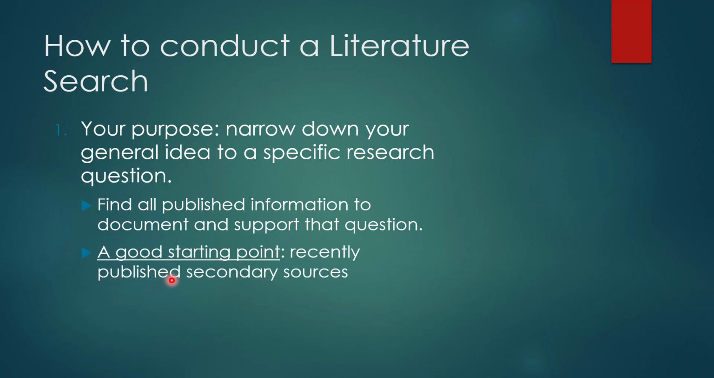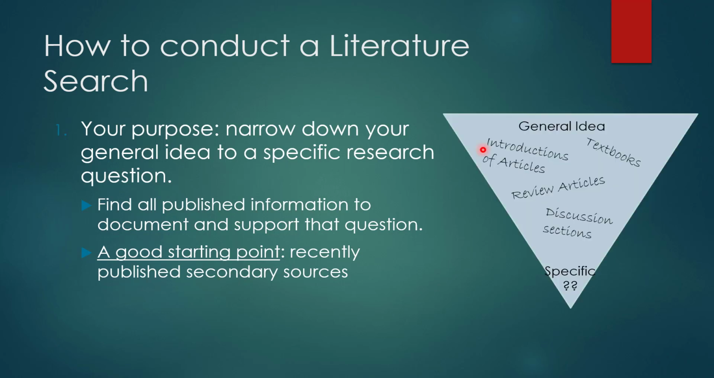And again, a good starting point is those secondary sources, those review articles, textbooks, those types of things. That's kind of where you start, and those don't end up, you might reference them in your literature review, but they're not going to be one of those 6 references that are required. So again, you start with this general idea, textbooks, introductions, review articles, discussions, and then you come up with a specific question, and you want to make sure that those 6 articles that you're going to be reviewing in that literature review support that specific question.